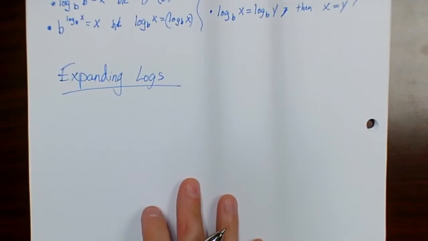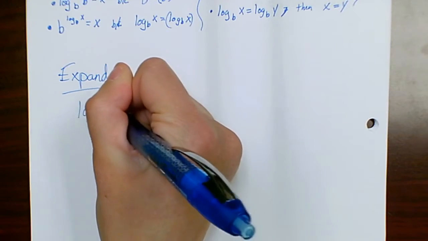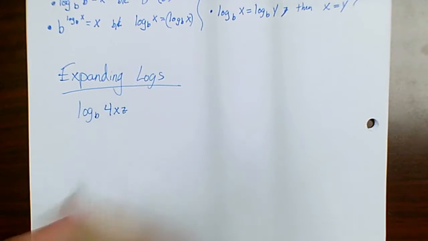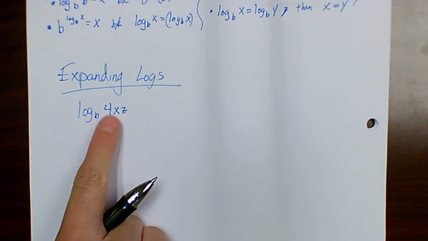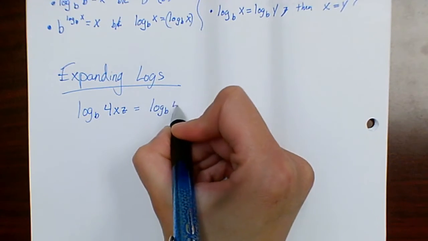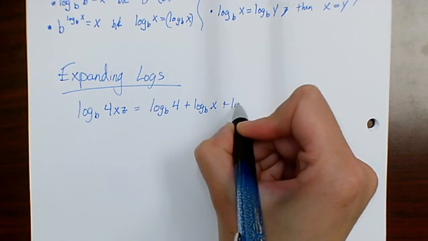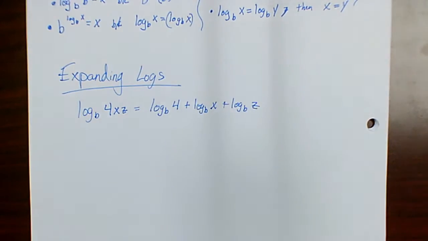So we're going to expand logs. So log base b of 4xz. So this is a product, 4 times x times z. So we can take log base b of 4 plus log base b of x plus log base b of z.